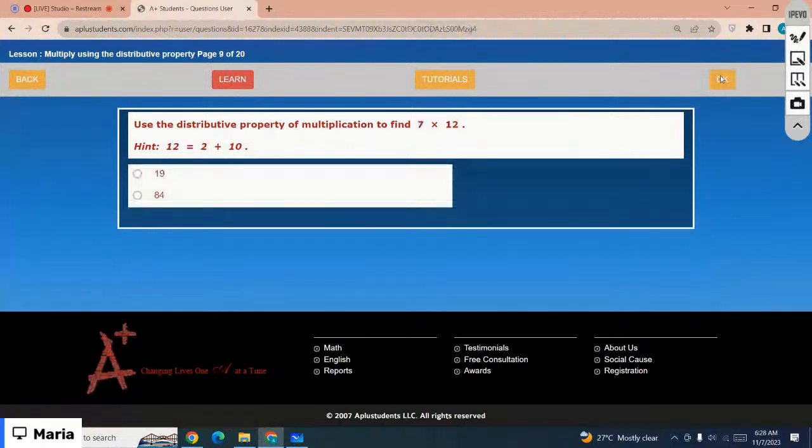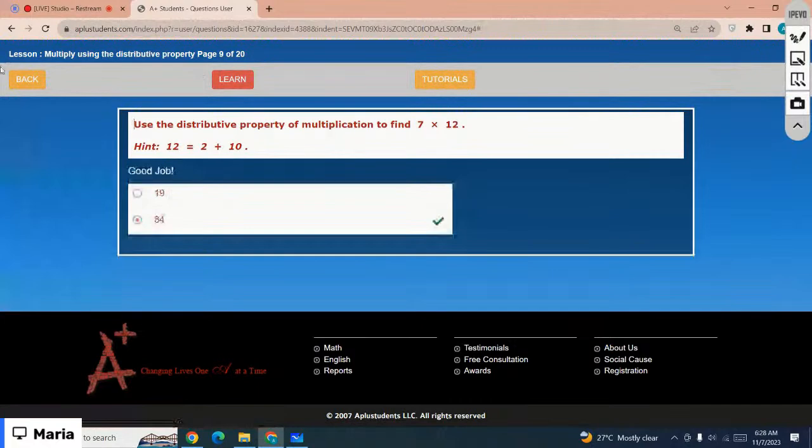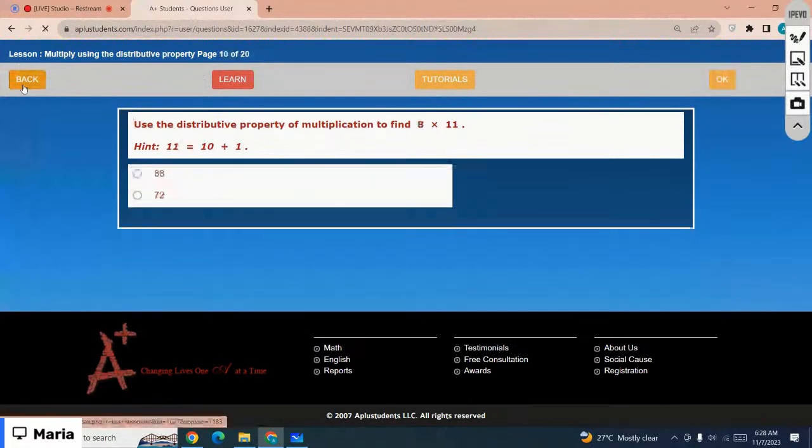Use the distributive property of multiplication to find 12 times 7. Eighty-four it is. Okay, you can complete the lesson by yourself later today. Let me just move on to the next lesson.